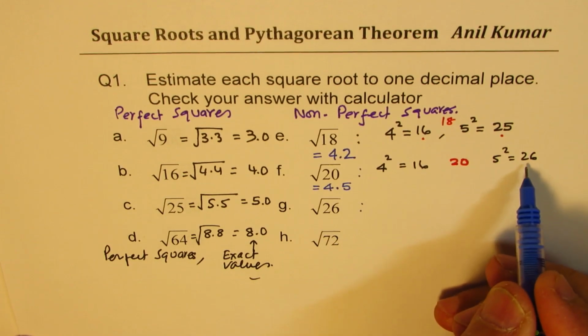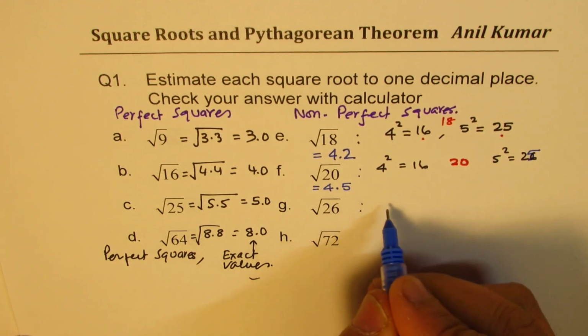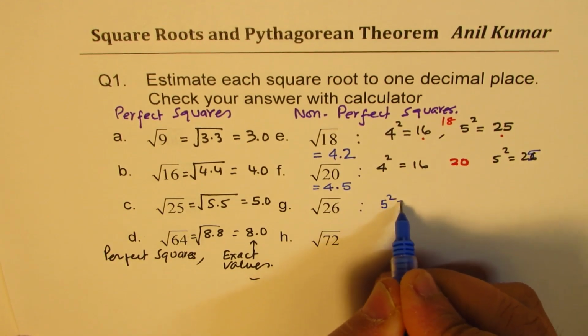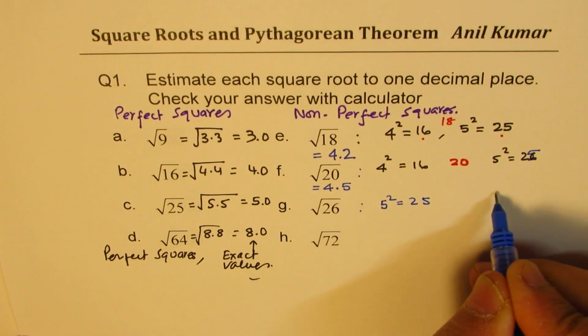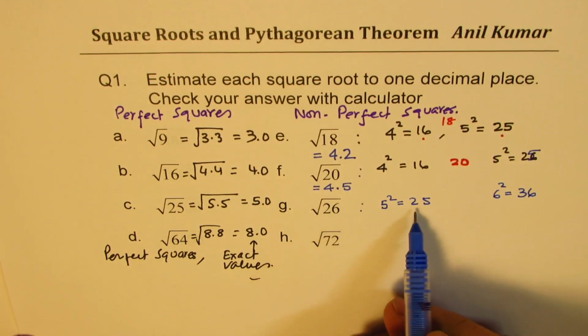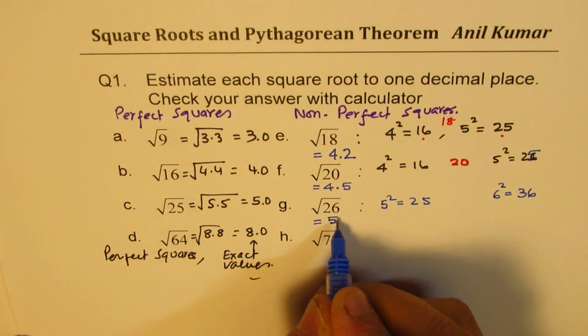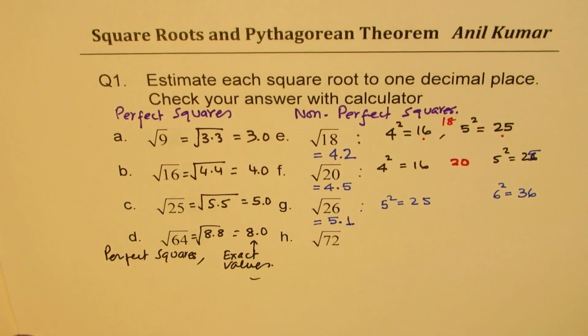26 is more than 25. Sorry, this was 25. So 26 is more than 25. That means 5 square is 25. Next is 6, right? 6 square is 36. Now, 26 is just one more than 25. So I will estimate this as 5.1. Does it make sense to you? Correct? So that is the way to estimate.